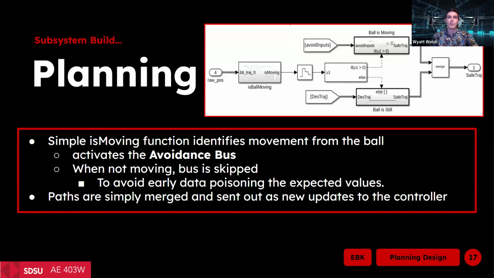In order to avoid poisoning EKF estimations with bad data while the ball is sitting, which trains the drone to believe the ball will remain static, we measure the true ball position and identify the first frame of movement, which triggers the avoidance bus, bypassing the standard desired trajectory or safe trajectory pipeline that normally enters the BAM controller, which is seen at the bottom of the image.